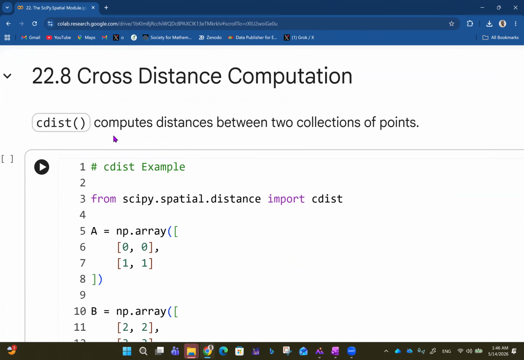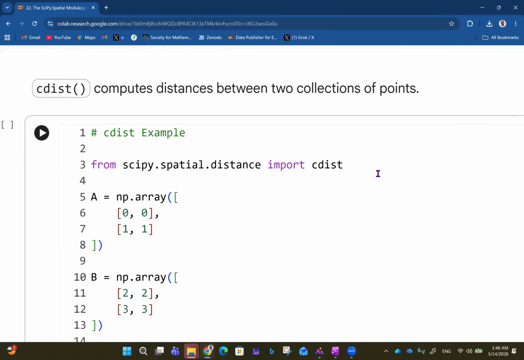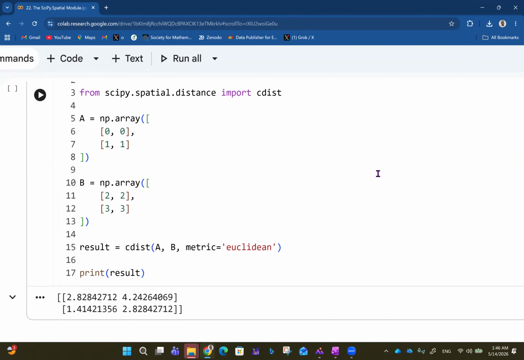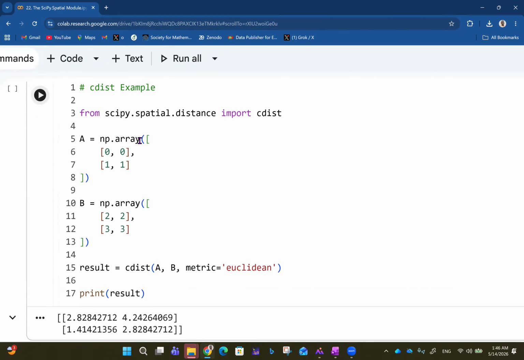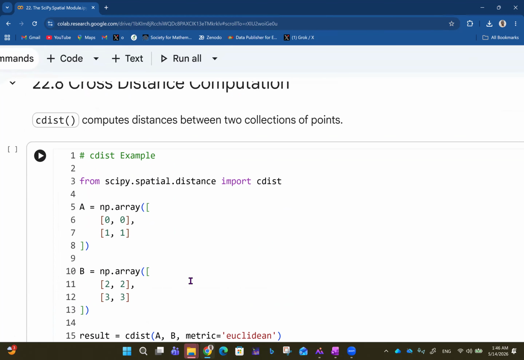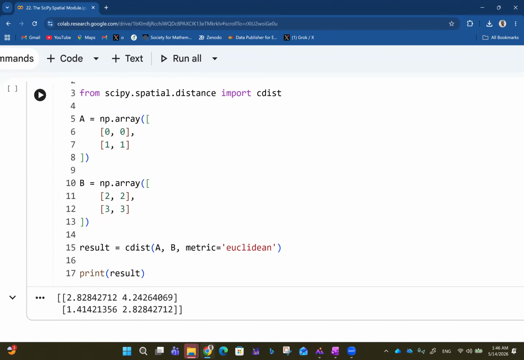So, cross-distance computation. cdist computes distances between two collections of points. From scipy.spatial.distance import cdist, and then A is [0,0],[1,1], B is [2,2],[3,3]. So you want to find the distance between these two. Now that's cross-distance computation: you have two matrices and you want to compute the cross distance between them.